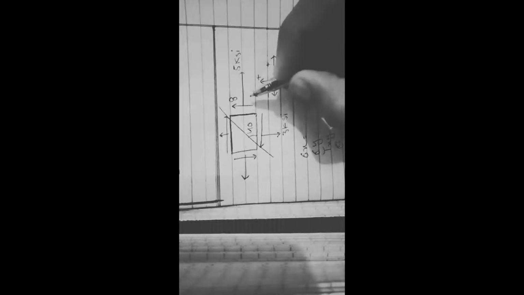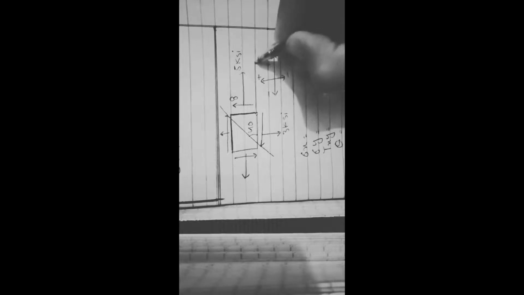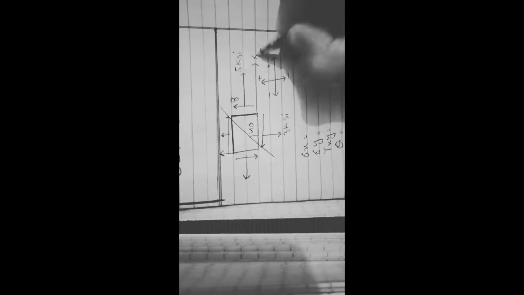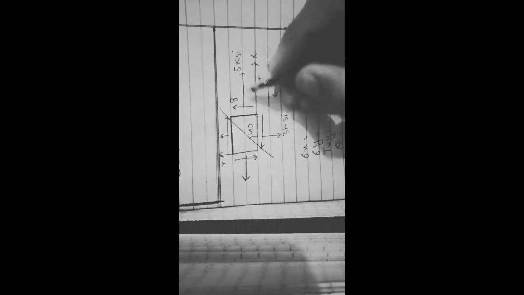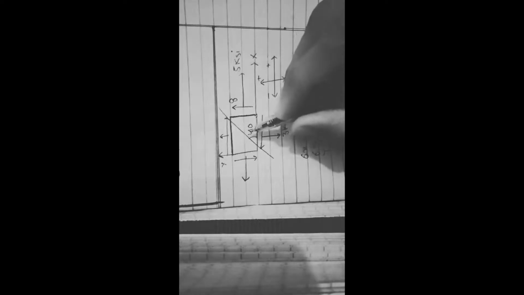So for sigma x, we place here our x-axis and y-axis. This one is our x-axis and this one is our y-axis. So our sigma x value will be 5 ksi, sigma y value will be 3 ksi, and tau xy value will be 8 ksi. Theta anti-clockwise rotation is taken as positive, for example this rotation, and this rotation is taken as negative, clockwise.